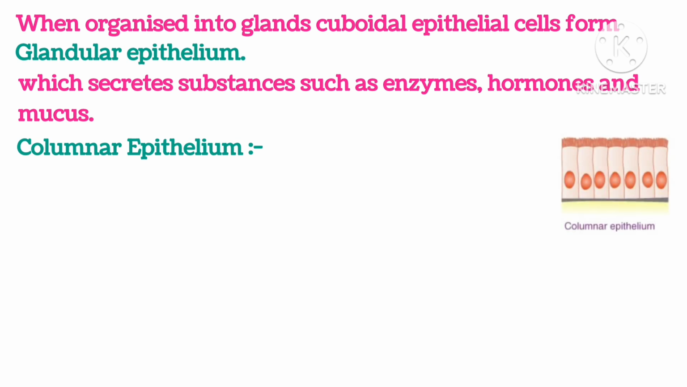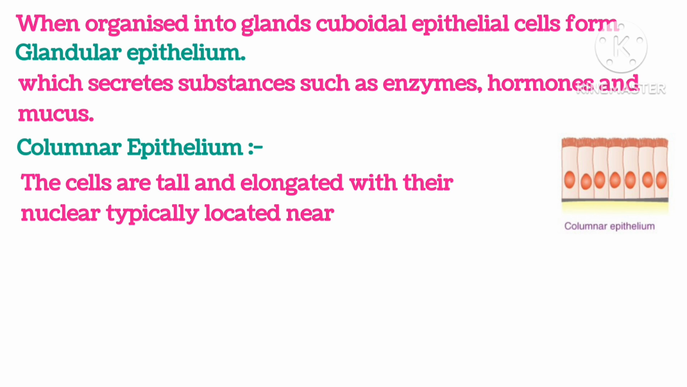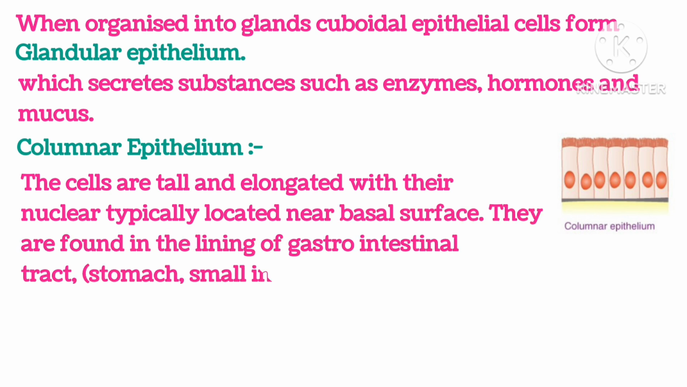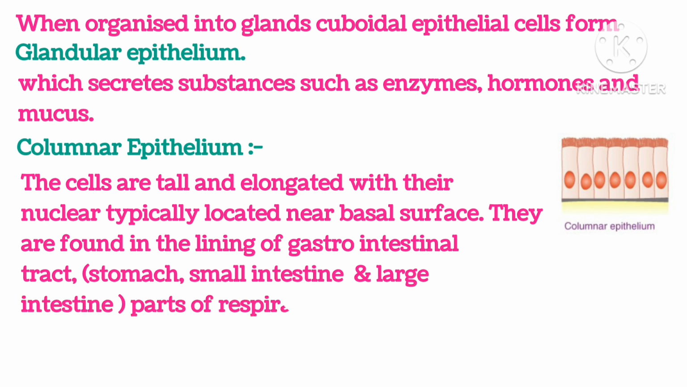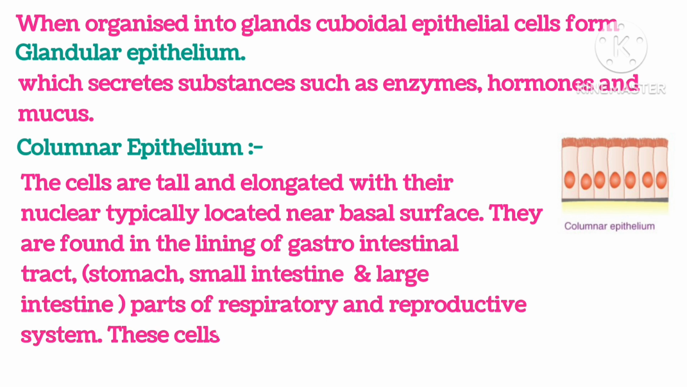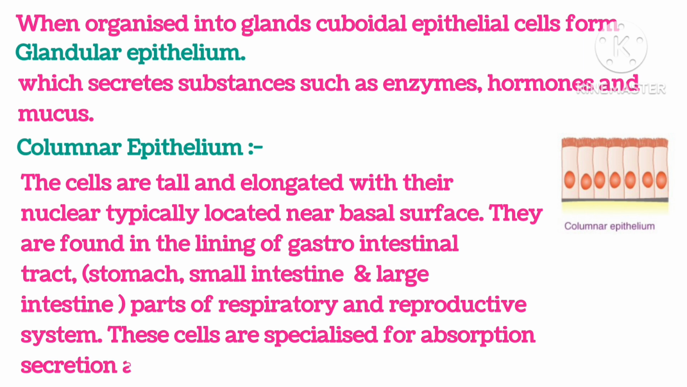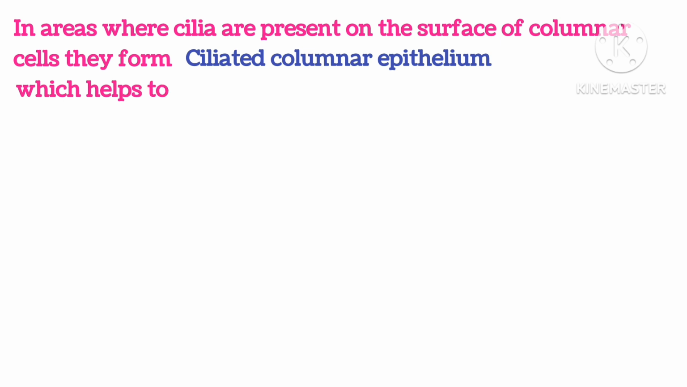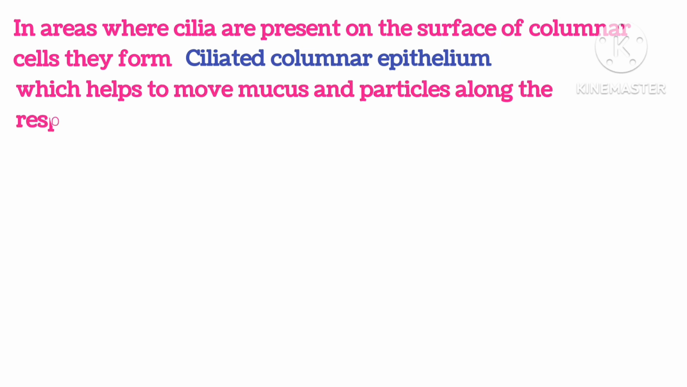Next is columnar epithelium. These cells are tall and elongated with their nuclei typically located near the basal surface. They are found in the lining of the gastrointestinal tract, including the stomach, small intestine and large intestine, and parts of the respiratory and reproductive systems. They are specialized for absorption, secretion and protection. In areas where cilia are present on the surface of columnar cells, they form ciliated columnar epithelium, which helps in the movement of mucus and particles along the respiratory tract.